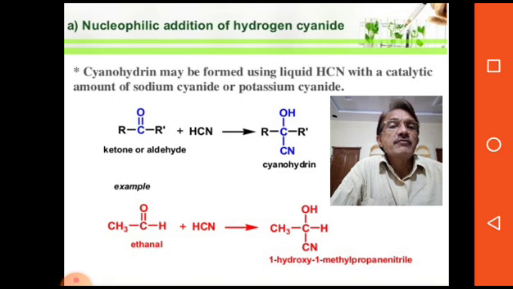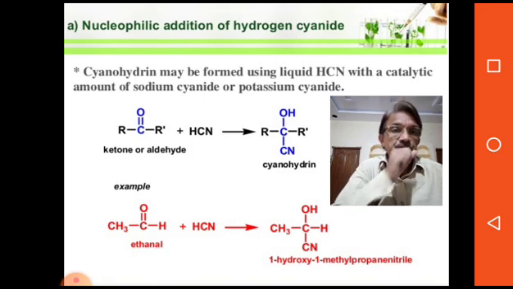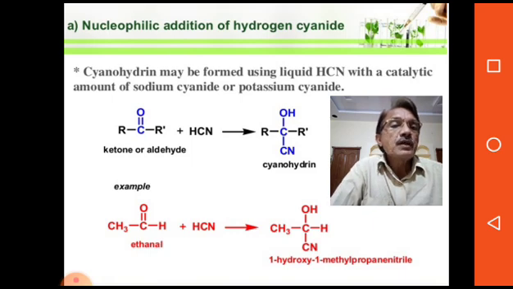Example, when acetaldehyde or ethanal reacts with hydrogen cyanide, it gives acetaldehyde cyanohydrin, or ethanal cyanohydrin. Its IUPAC name is 1-hydroxy 1-methyl propane nitrile.